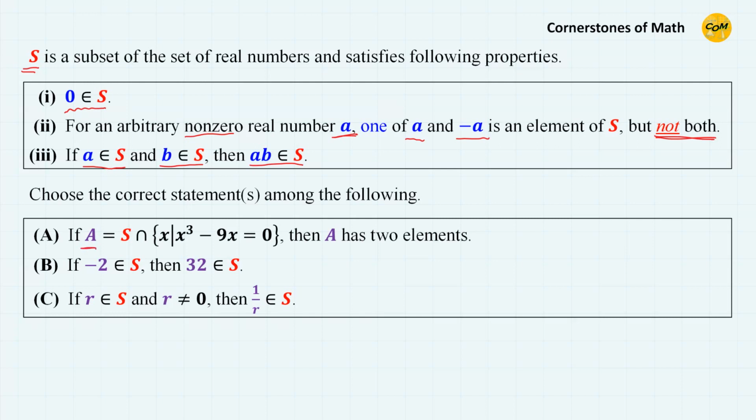A, if A is the set defined as an intersection between S and the set of X satisfying the cubic equation x cubed minus 9x equals 0, then A has two elements. B, if negative 2 belongs to S, then 32 belongs to S. C, if R belongs to S and R is a non-zero element, then 1 over R belongs to S. Alright, let's solve this problem. Obviously, we are going to investigate these statements one by one and check whether they are true or false.